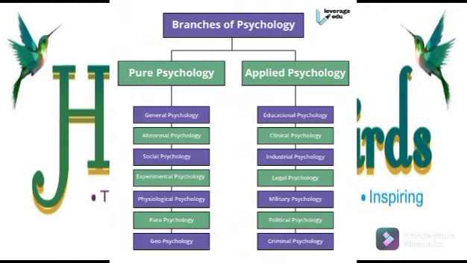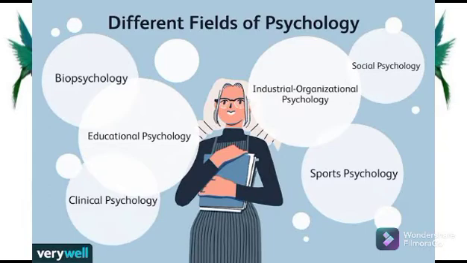The second one is physiological psychology. This branch describes the biological basis of behavior. There is a close relationship between our mind and body. Both influence each other. This is explained in physiological psychology.